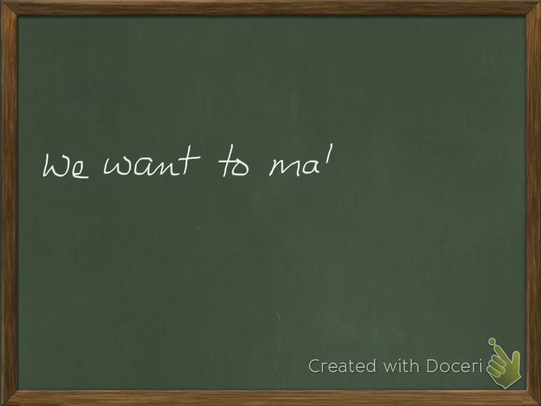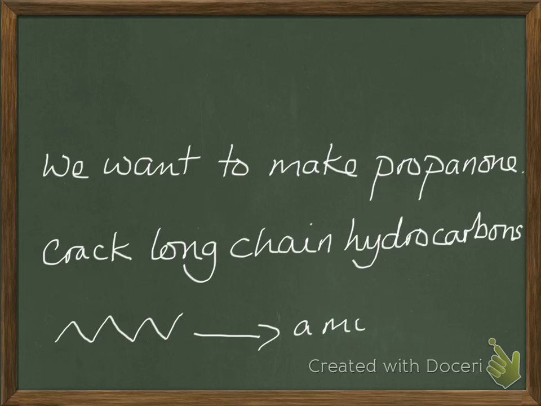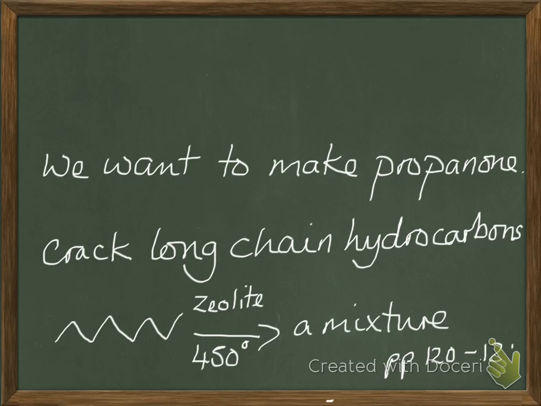Now imagine that we're going to make propene and we're going to start with long chain hydrocarbons. We're going to use a zeolite catalyst and we'll need about 450 degrees of heat in order to crack those long chain hydrocarbons. And if you want to have a look in your book, you will find that on pages 120 to 121.